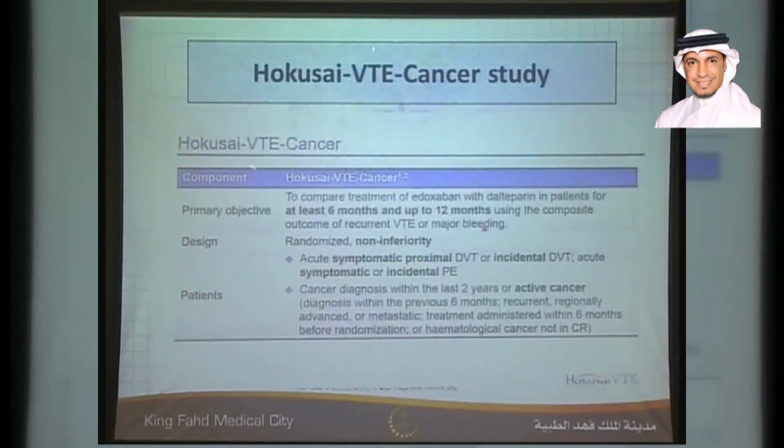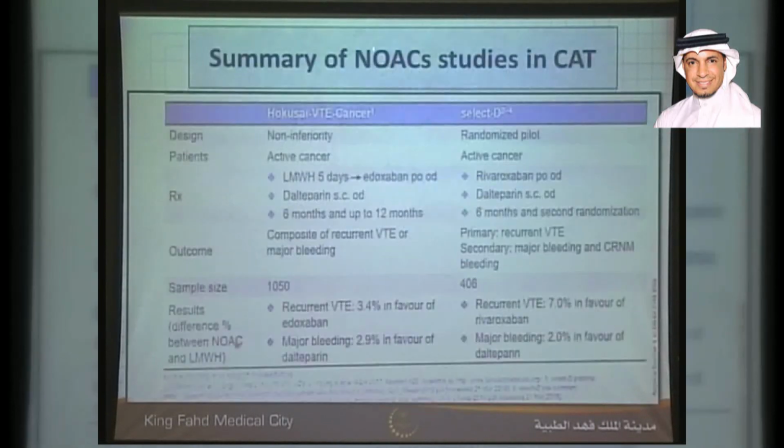Then we have this, recently published about 2 months back, Hokusai VTE Cancer, which compared dalteparin with edoxaban, and another study, which we call SELECT-D, which compared rivaroxaban with dalteparin. This is very interesting, you can see the result. Recurrent VTE was 3.4% in favor of edoxaban, so the recurrence rate is less, but for major bleeding, 2.9%, in favor of dalteparin.